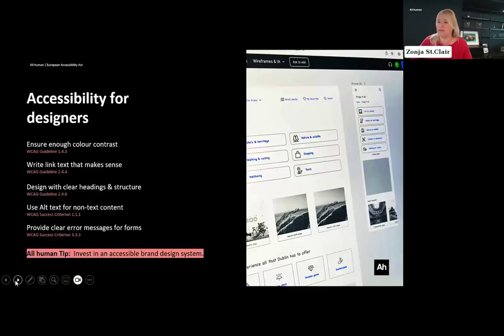Color contrast, links that make sense, and just really having a good design system is probably our top tip. For most of our brands, we would create an accessible brand design system from the outset and maintain that as your digital product goes. And that will help prevent issues in the long run. It's always advisable, if you don't have one now, to go back and do that. So anything that you design, you can ensure will be accessible.